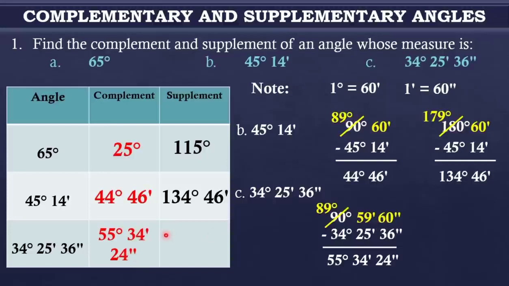And then, sabi ko nga, kung dalawa naman ang pinapahanap, pwede mo na lang i-add dito ng 90. Okay? Mas mabilis. Pero kung hindi naman pinapahanap ang complement, kung supplement lang, you really need to solve.